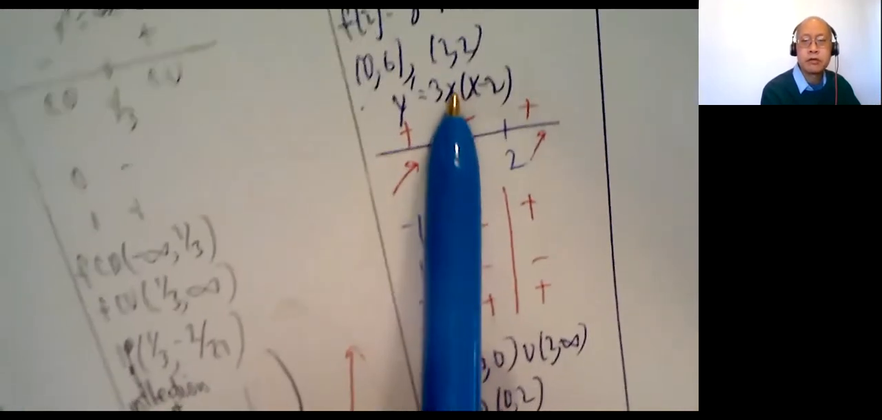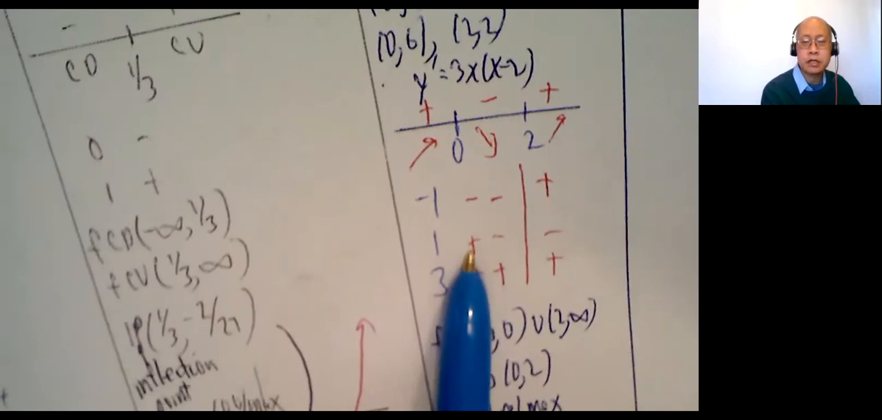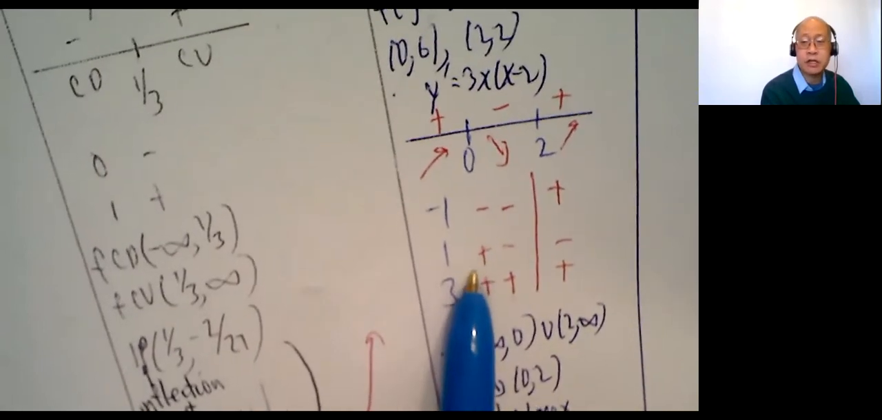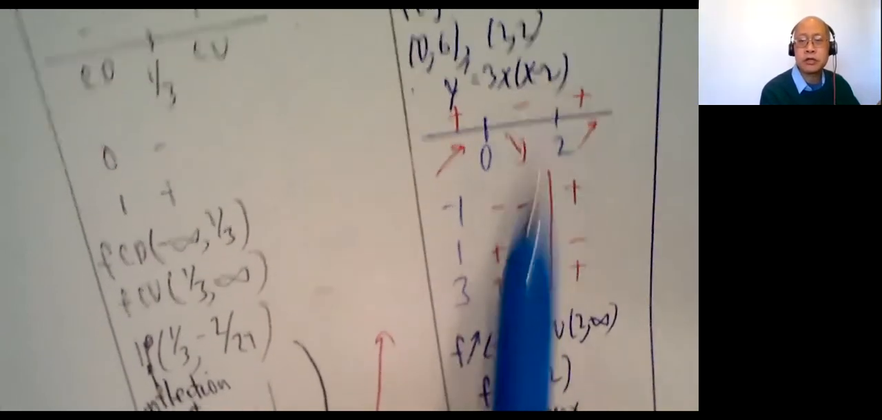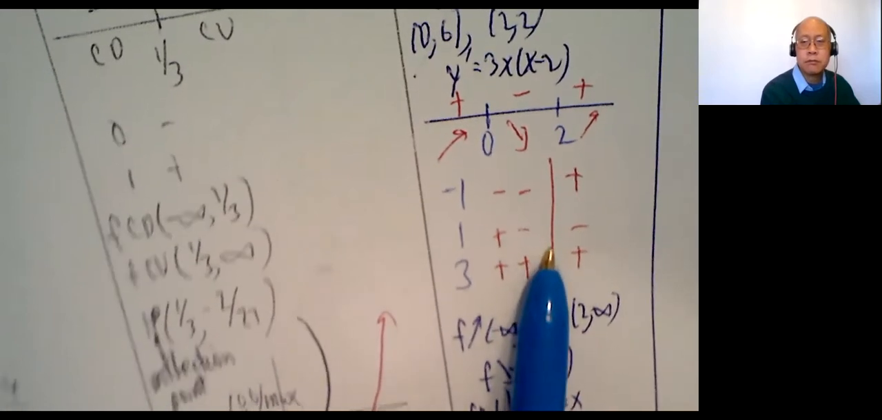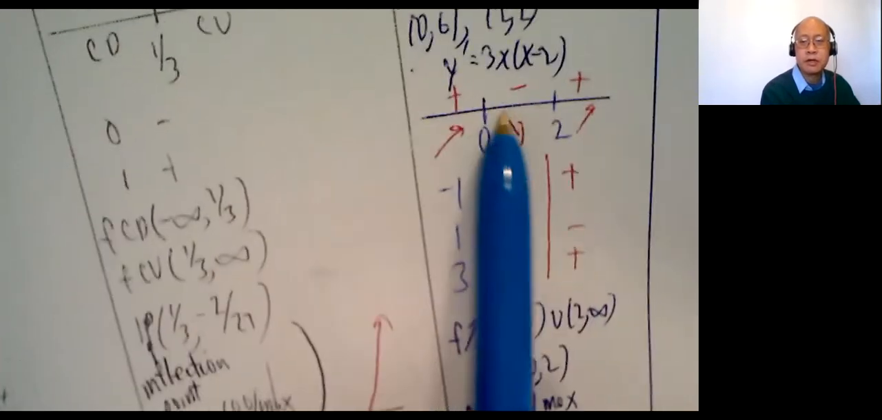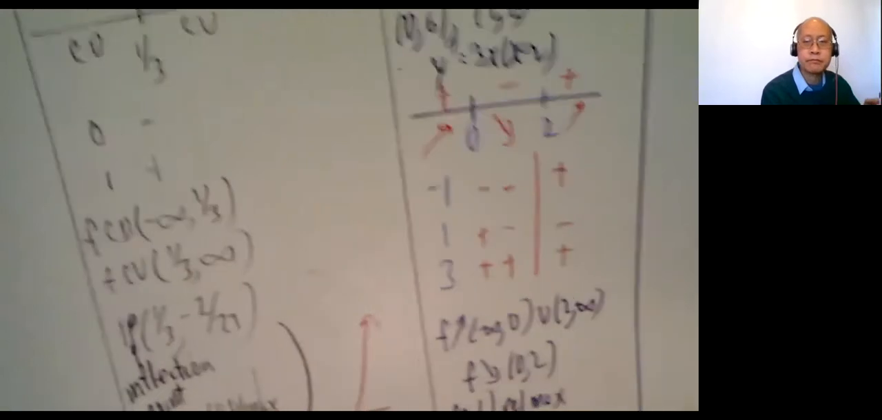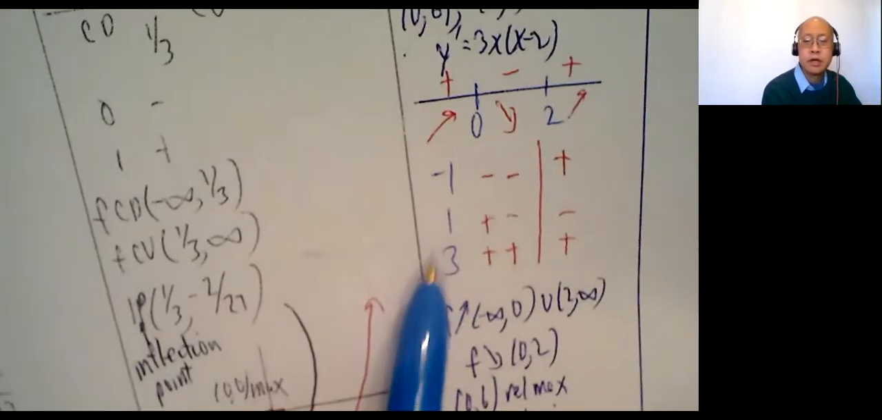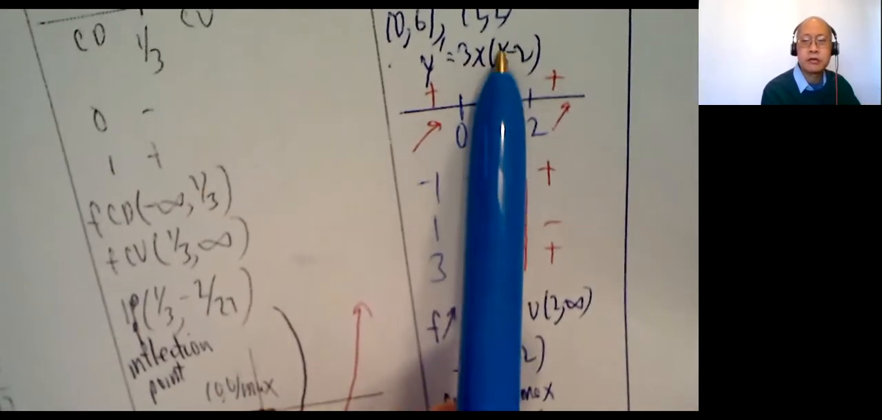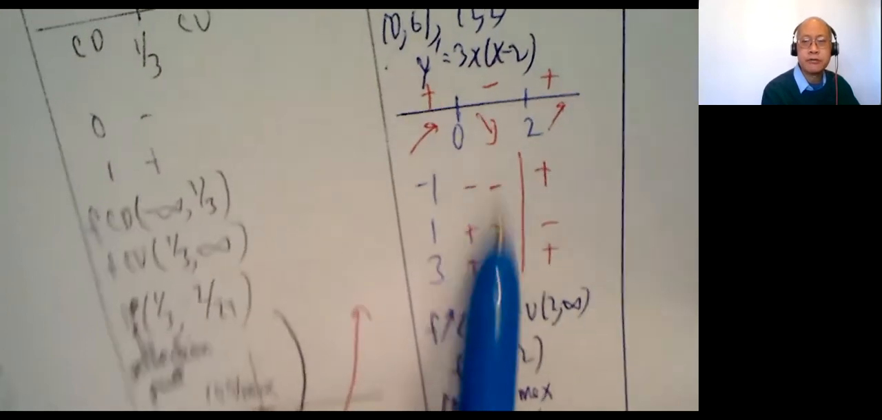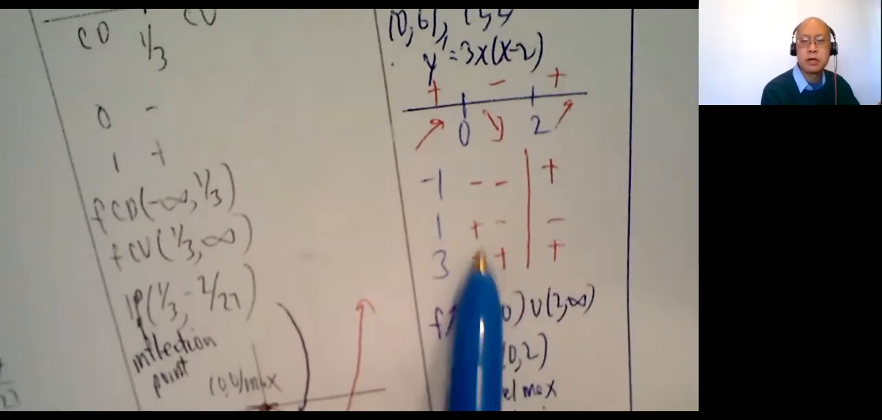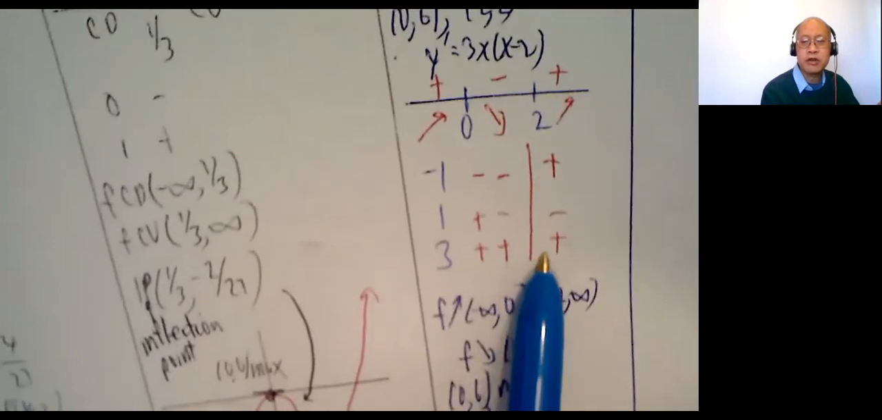3 times 1, positive. Notice I don't care about the exact value. I just want the sign. 1 minus 2, negative. Positive times a negative, negative. And finally, plug in 3. 3 times 3, positive. 3 minus 2, positive. Positive times a positive, positive.